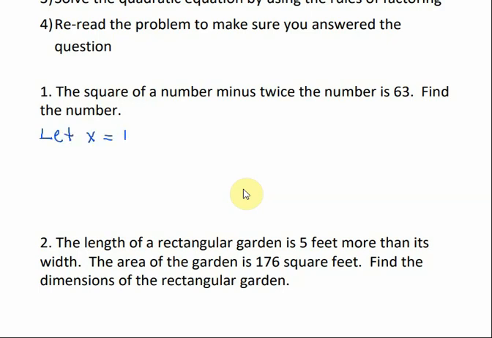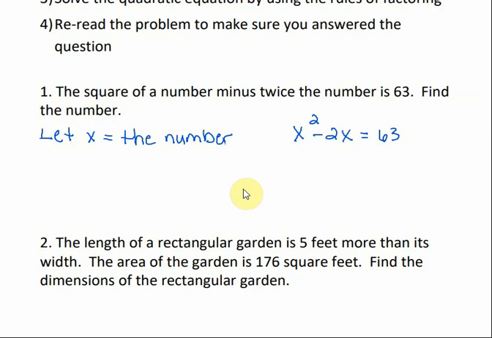Of course, you can use whatever variable you want. You can use n, you could use p, you could use whatever. All right, so I'm going to say let x equal the number. And now we need to write the equation. All right, the square of a number. Well, if my number is x, the square of the number would be x squared. Minus twice the number, so minus 2x, equals 63. So now I've written my quadratic equation.